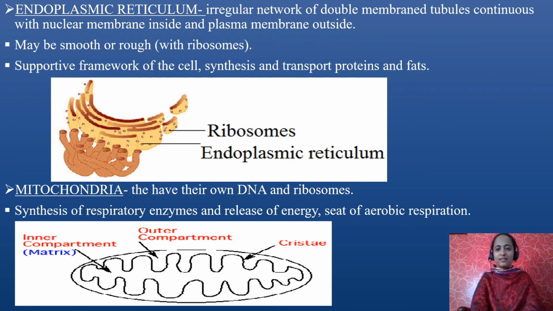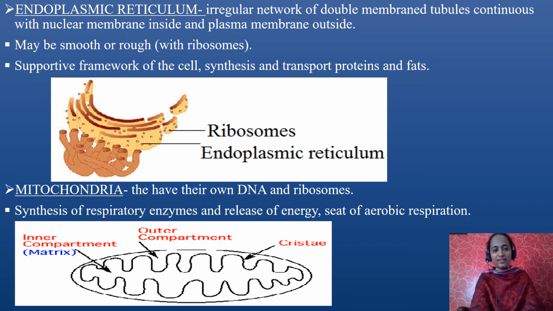Now, let us discuss a few membrane-bound organelles. Endoplasmic reticulum. It is also one of the membrane-bound organelles present only in eukaryotes. As I told you already, membrane-bound organelles are present only in eukaryotes. Endoplasmic reticulum is an irregular network of double membraned tubules. It is continuous with the nuclear membrane inside and the plasma membrane outside.